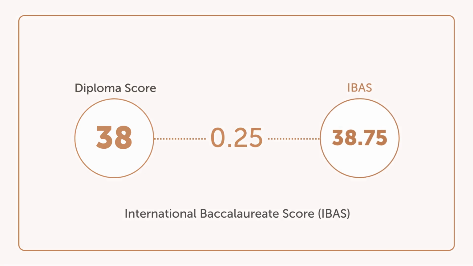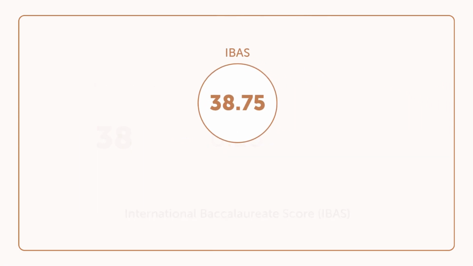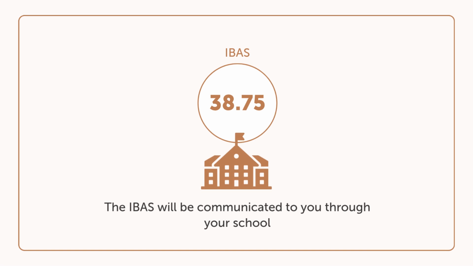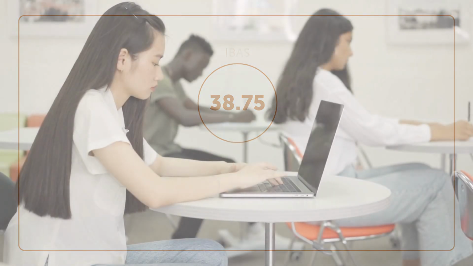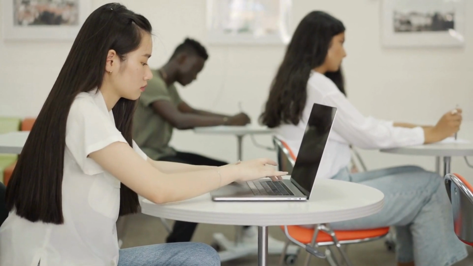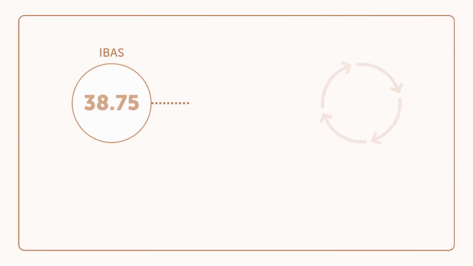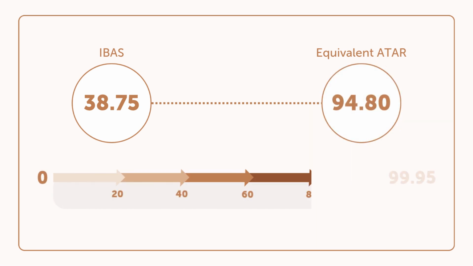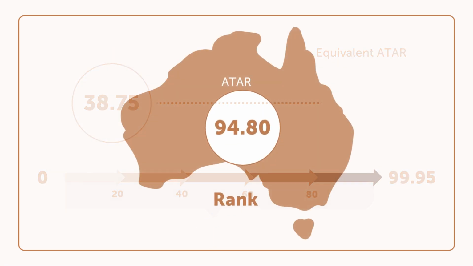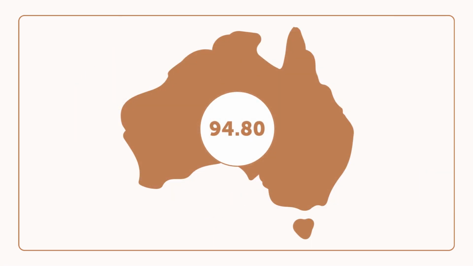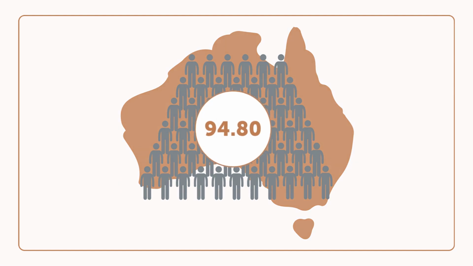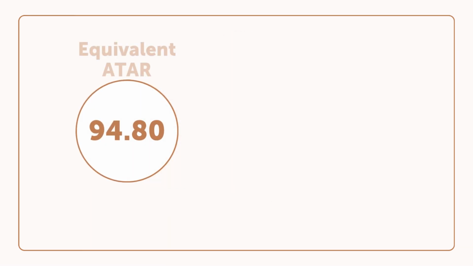This accounts for your average performance within each band of subject results. The IBAS will be communicated to you through your school, even if you don't have a SATAC application. In order to allow you to compete in the same way as other people who have completed an Australian state or territory curriculum and received an ATAR, we will use the more granular IBAS and convert it to an equivalent ATAR on a range from 0 to 99.95. This rank will function just like a regular ATAR, and the rest of the process is the same for you and applicants who studied Australian curricula like the SACE or the VCE.